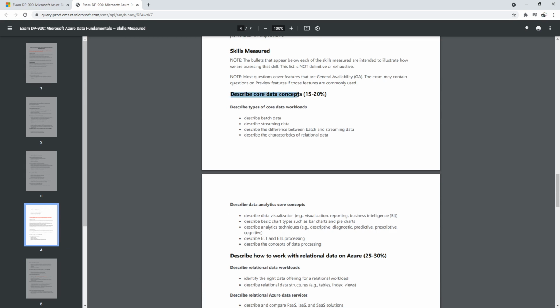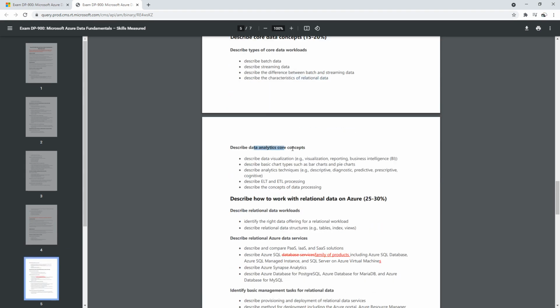So describe core data concepts. So batch and streaming, relational data. We have data analytics concepts. So visualizations, BI, types of charts. They're talking specifically about Power BI because there's a lot of different kinds of visualizations. Describe analytic techniques. So descriptive, diagnostic, predictive, prescriptive, cognitive. Most places don't describe cognitive, so they add that additional one there.